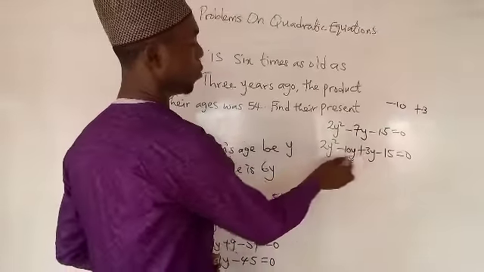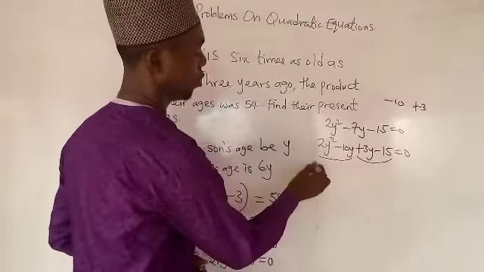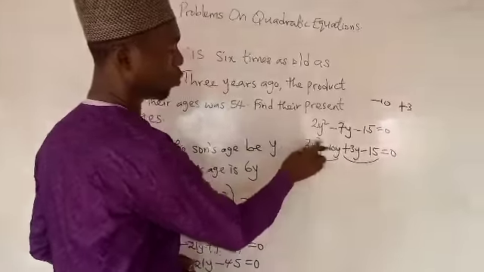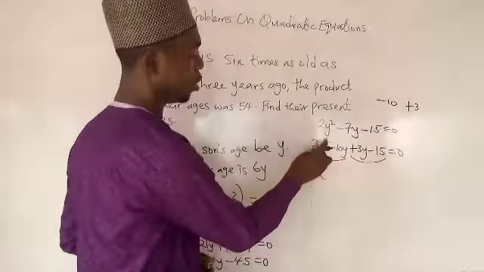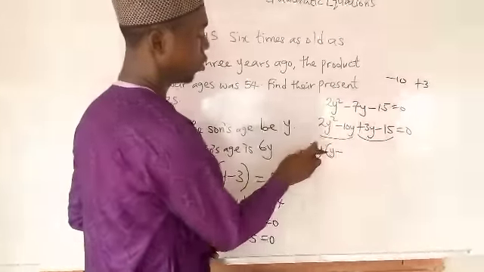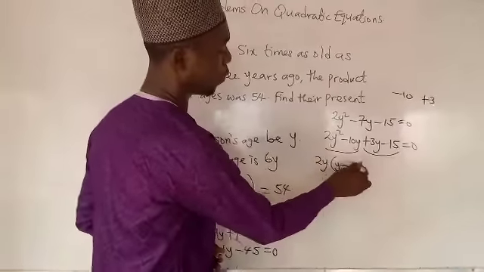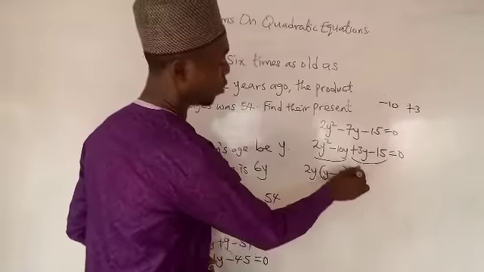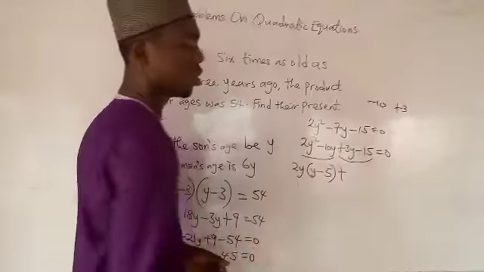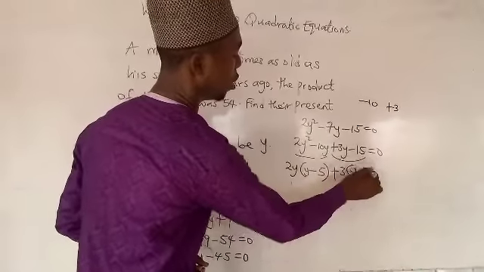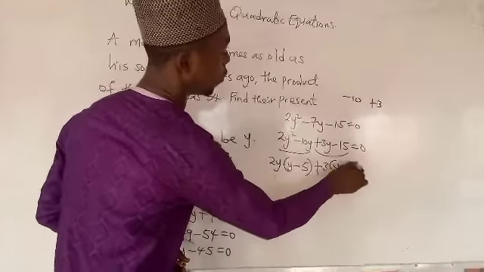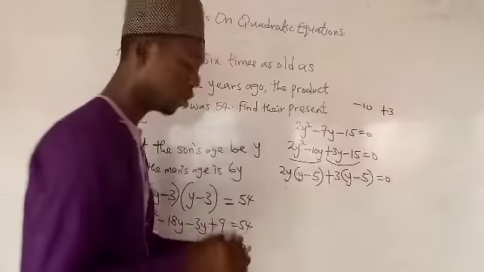So we pair them and factorize. 2y, 2 is common to 2 and 10. Then y is also common here. Then this is left with only y. 2 in 10 is 5. You bring down your sign, plus 3 and 15, the highest common factor is 3. Then this is y. 3 in 15 is 5 equals 0.